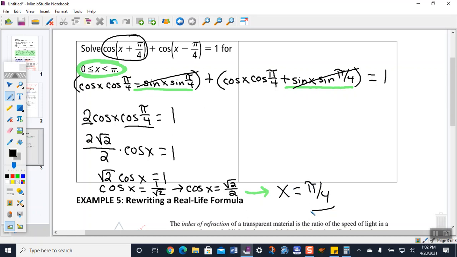Let me just show you something quickly, kids, and then we'll be done today. If I plug pi over 4 in right up here, what's pi over 4 plus pi over 4? Wouldn't that be pi over 2? Check and see what the cosine of pi over 2 is. 0. If I plug pi over 4 in here, this becomes cosine of 0, doesn't it? Check cosine of 0. This really became 0 plus 1, which is what value in the end? 1. So the x value that works there would be pi over 4. All right, kids, let me stop this here.